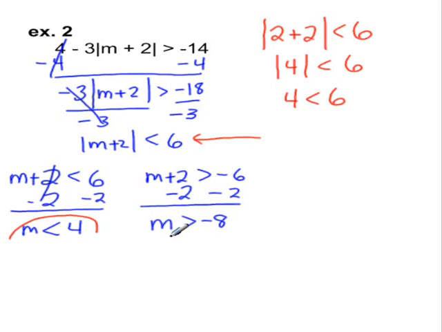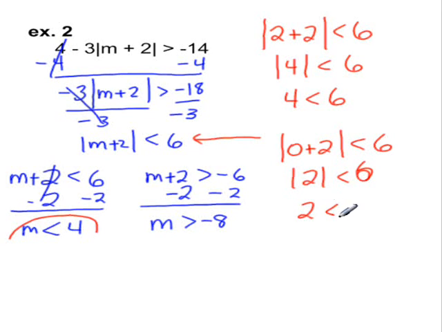Okay, let's look at this one. M is greater than negative 8. A number that's greater than negative 8 is the number 0. So let me try that. I'll plug a 0 in place of m. So I've got the absolute value of 0 plus 2 is less than 6. 0 plus 2 is 2. And the absolute value of 2 is 2. 2 is also less than 6. So I have another solution that works here. So both of my solutions that I've solved for work.